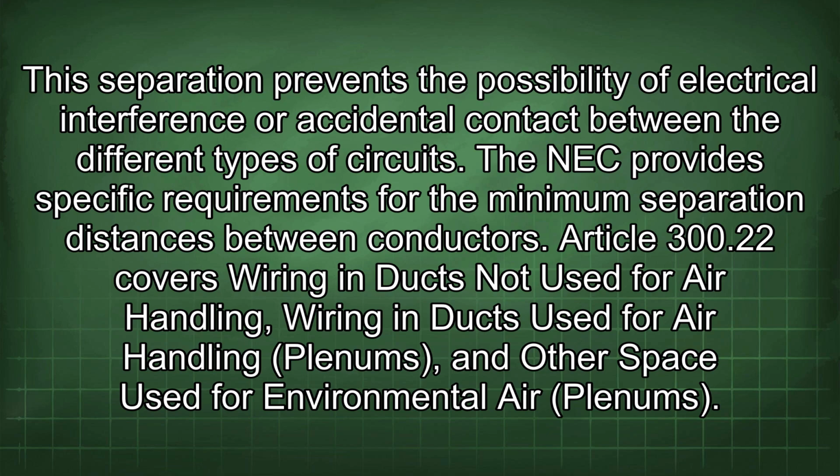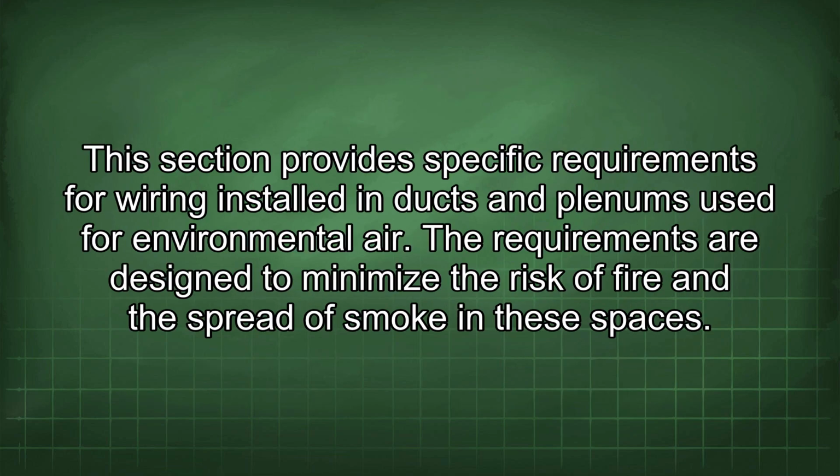Article 300.22 covers wiring in ducts not used for air handling, wiring in ducts used for air handling plenums, and other space used for environmental air plenums. This section provides specific requirements for wiring installed in ducts and plenums used for environmental air. The requirements are designed to minimize the risk of fire and the spread of smoke in these spaces.